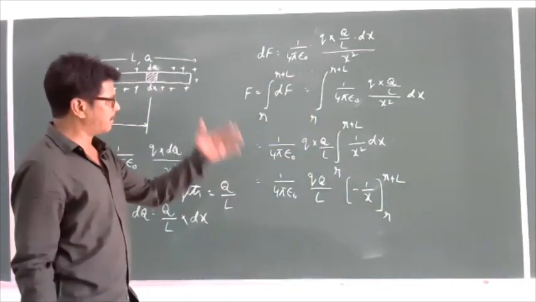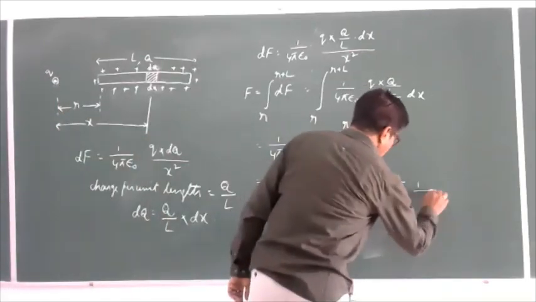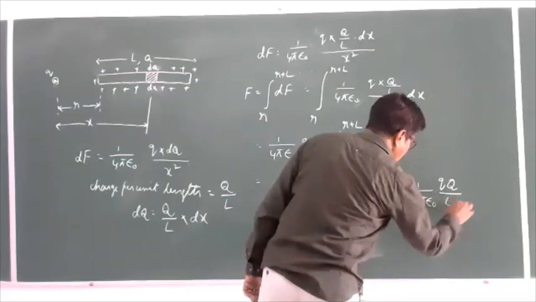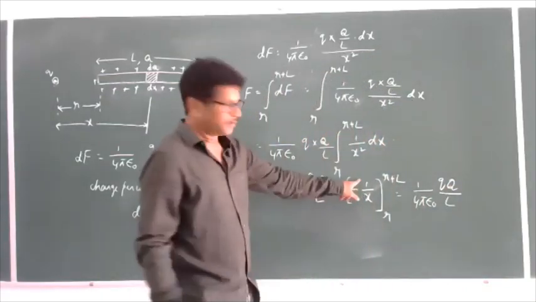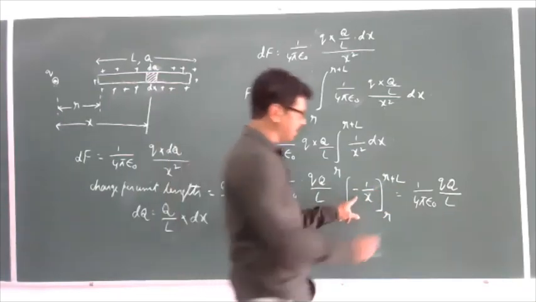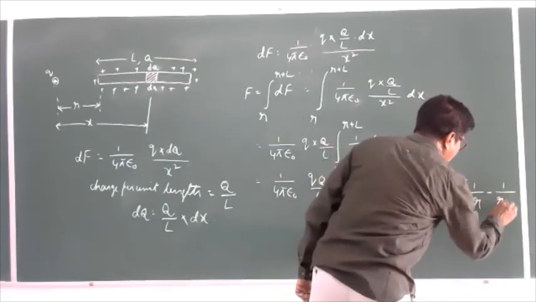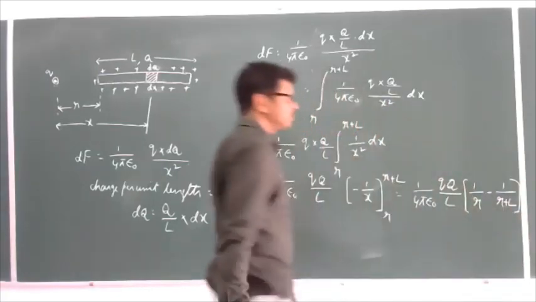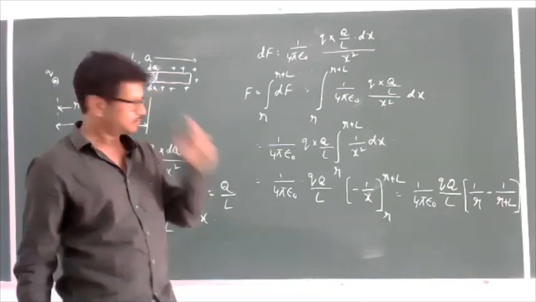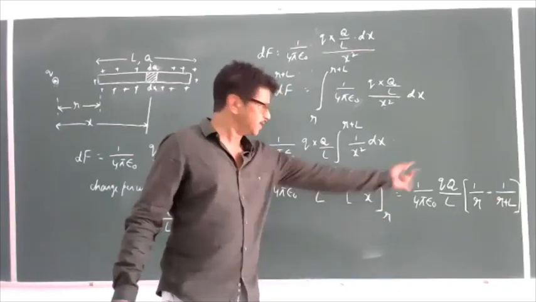First I have to substitute the upper limit, then the lower limit, which is equal to 1 by 4 pi epsilon naught small q into capital Q by L. First upper limit minus lower limit. Here a minus is there. That's why I will write 1 by R minus 1 by R plus L, because of the minus we get the opposite.